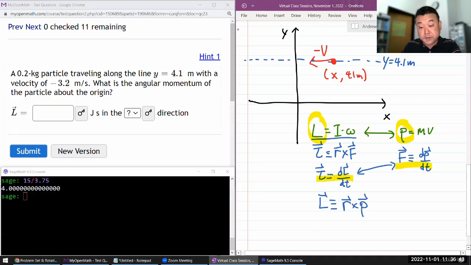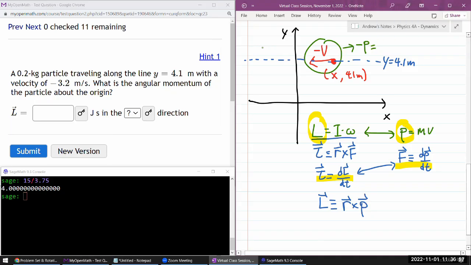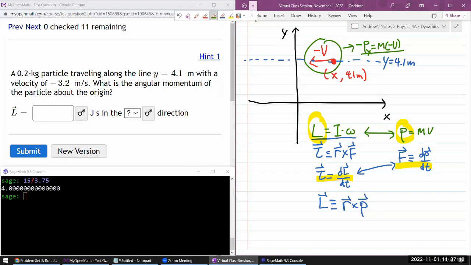Angular momentum is defined as the cross product of the displacement vector with the momentum vector. You can get the momentum vector easily enough from knowing the velocity and the mass. We can say the momentum, or minus the momentum, is equal to mass times the velocity of the particle. And this is all in the x direction. That's the only direction the particle is moving. And the displacement vector is a function of time. It has this constant value of 4.1 meter for y, and the x value will be changing over time.